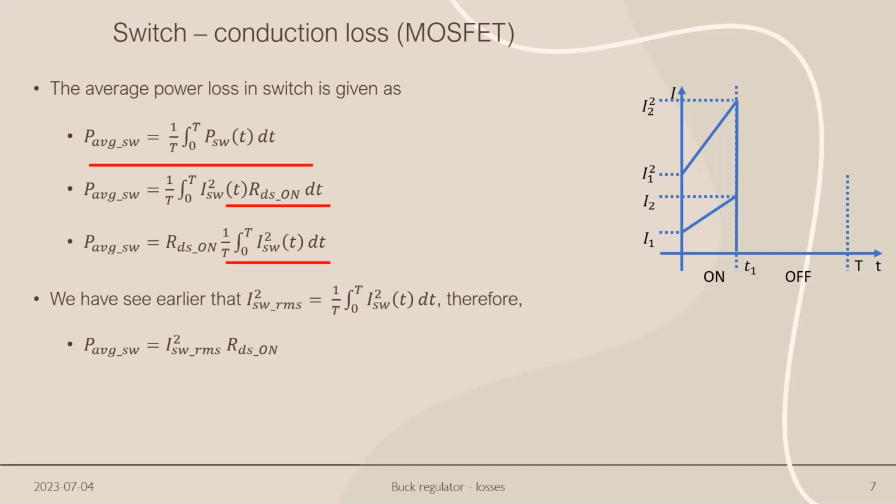From our previous video, we saw that switch RMS current is equal to this. We can substitute this in the above equation. Now, we get average switch conduction power loss as a product of square of switch RMS current and its RDS on resistance.